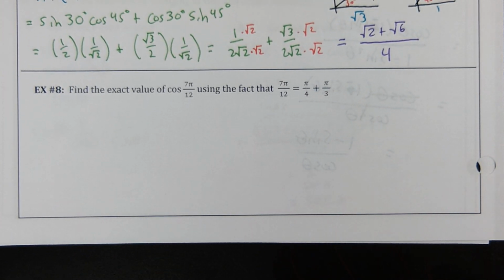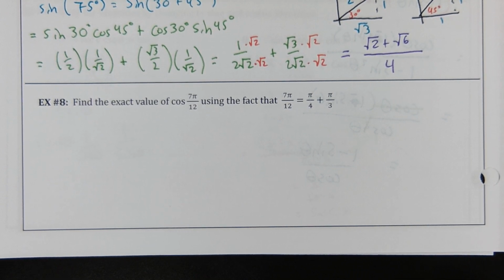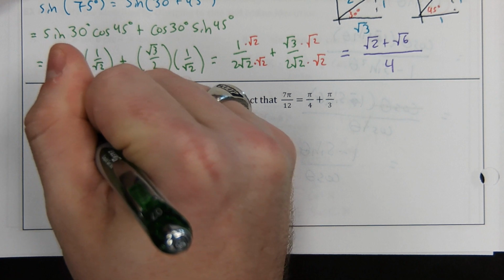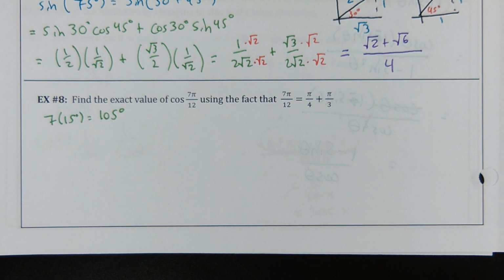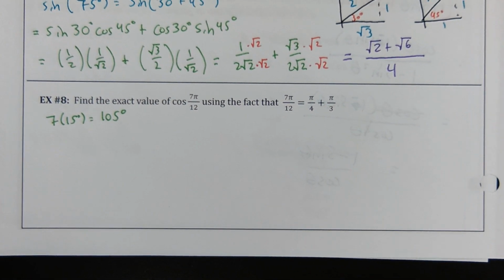Hey, look, another pi over 12. The 7th one. All right, so hopefully you realize real fast that all pi over 12s are multiples of 15. So what is 7 times 15? It's 105 degrees. Two numbers that add up to 105 that happen to be special. 45 and 60. That'll do it. 45 degrees and 60 degrees.